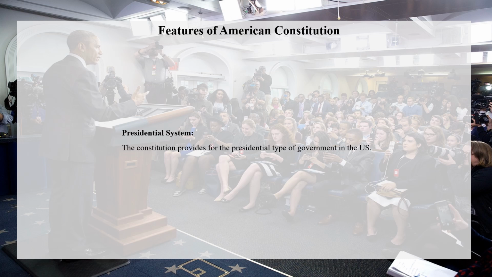12th, presidential system. The Constitution provides for the presidential type of government in the United States. He is elected indirectly as per the Constitution, but in practice his election has become direct. He is elected for a fixed tenure of 4 years and cannot be removed except by the procedure of impeachment before the expiry of his tenure.